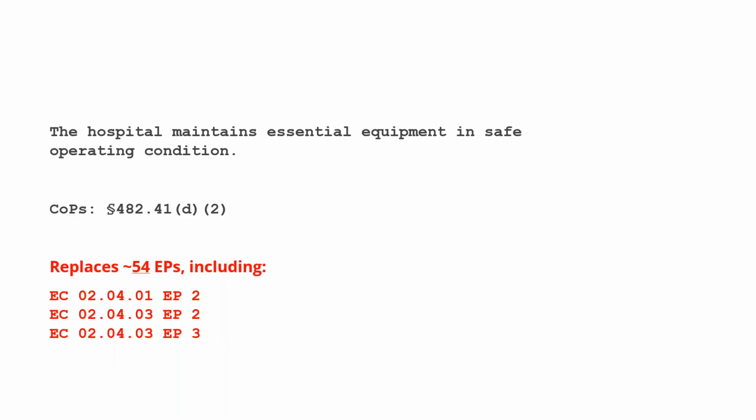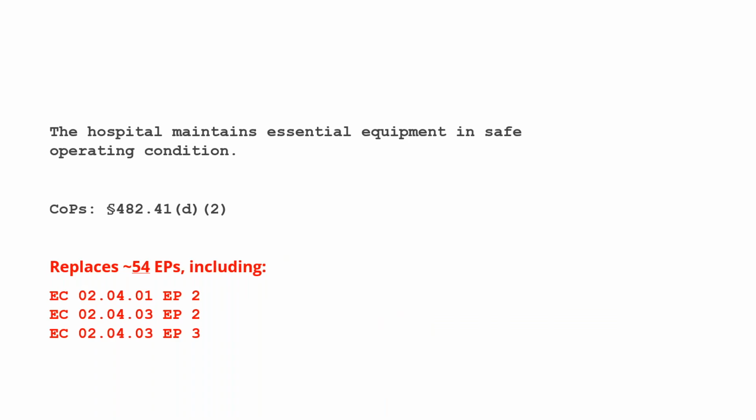And this would say the PE 04.01.01 at the top. The conditions of it refers specifically to the conditions of participation 482.41(d)(2), and we'll show you that in a second. But there was a crosswalk. Anyone who was Joint Commission, if you saw that crosswalk, I just did a search for anywhere where this PE 04.01.01 showed up. There were 54 places where that showed up.